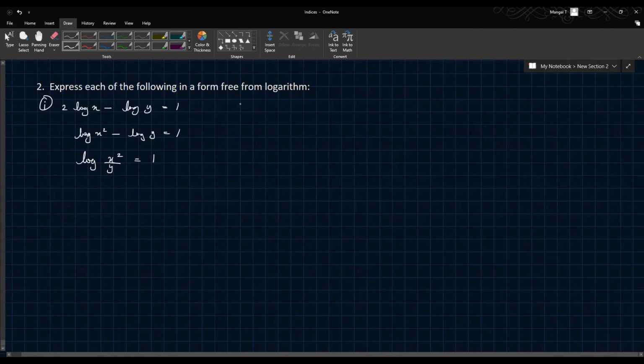Now one thing we know, if there is nothing written here as a base, we consider that as 10. So now this thing has to be written as an exponential. So 10 raised to 1 is x squared upon y. So therefore x squared is 10y. So this is what they say, free from logarithm. So there is no log in this expression.